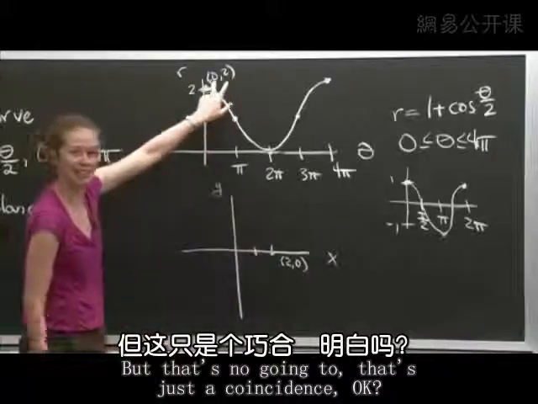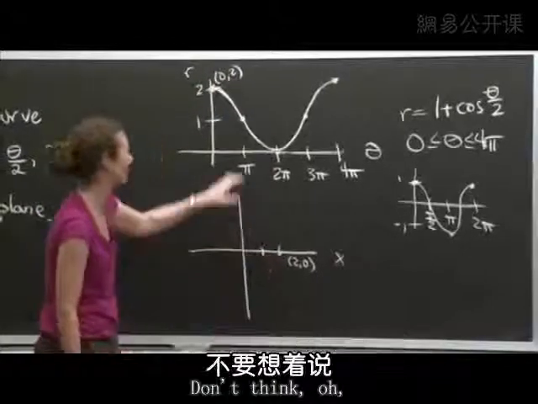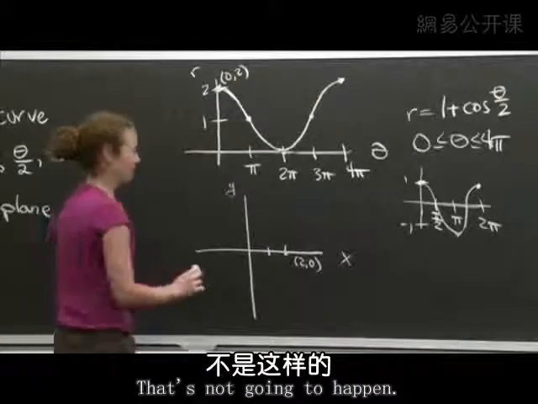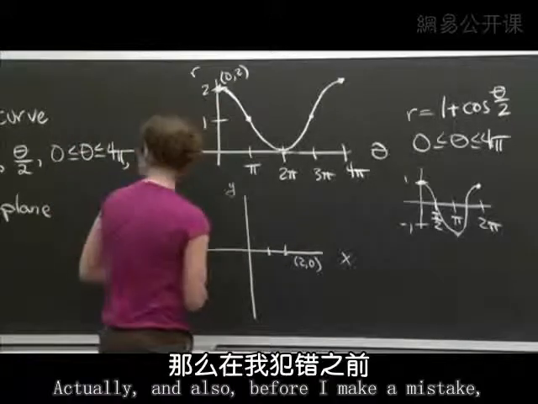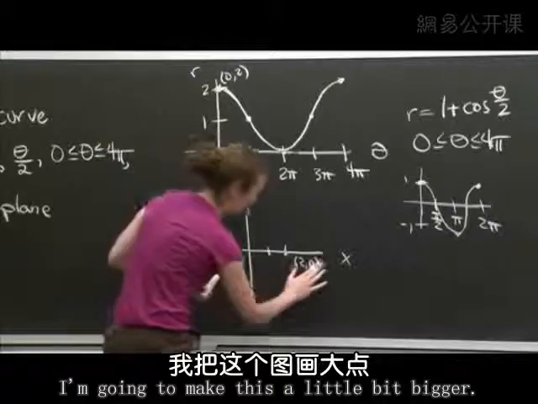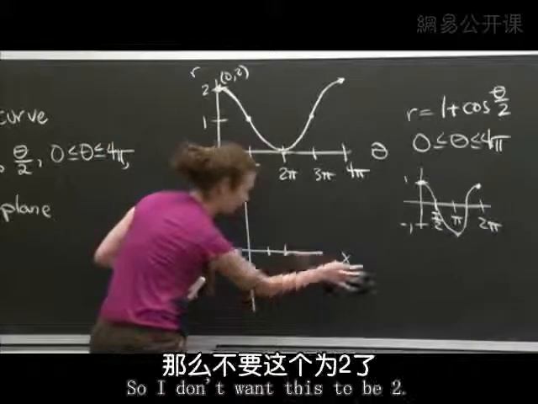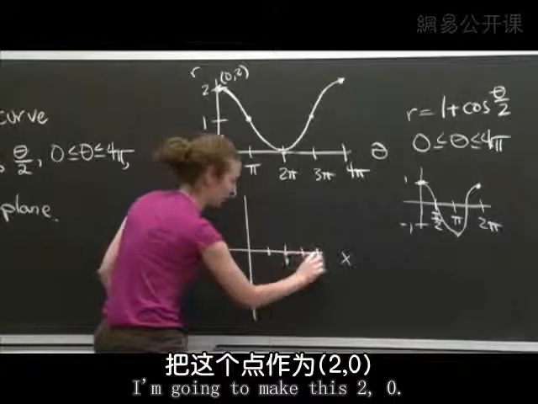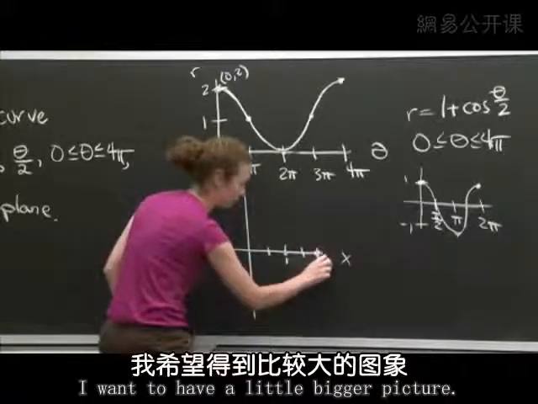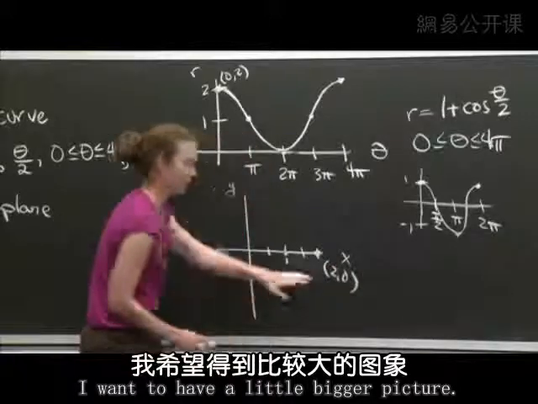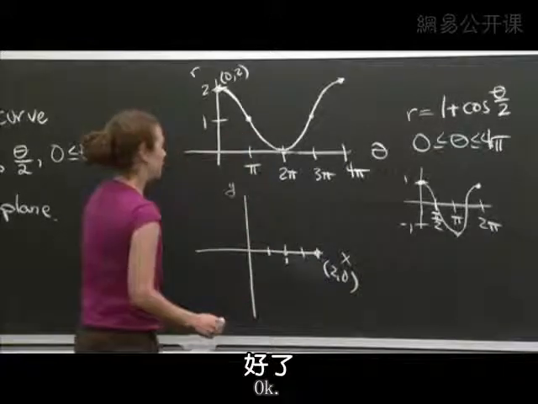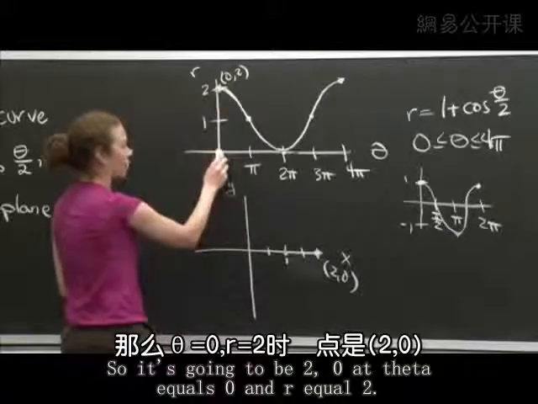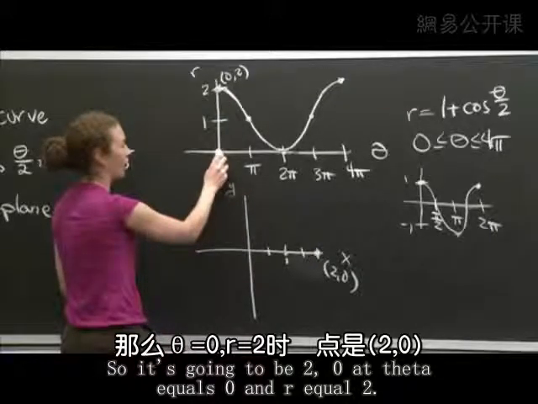But that's just a coincidence, okay? Don't think, oh, I'm just going to flip the values everywhere. That's not going to happen. Actually, before I make a mistake, I'm going to make this a little bit bigger. I don't want this to be 2, I want this to be 1. I'm going to make this 2, 0. I want to have a little bigger picture. Okay, so it's going to be 2, 0 at theta equals 0 and r equals 2.